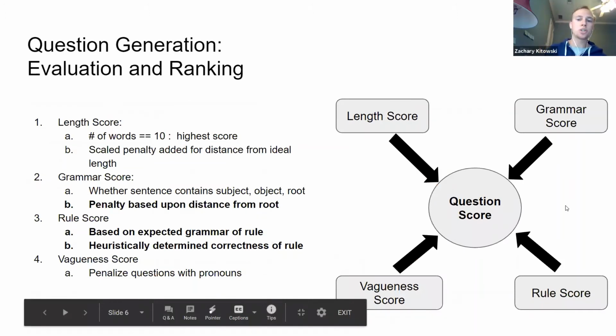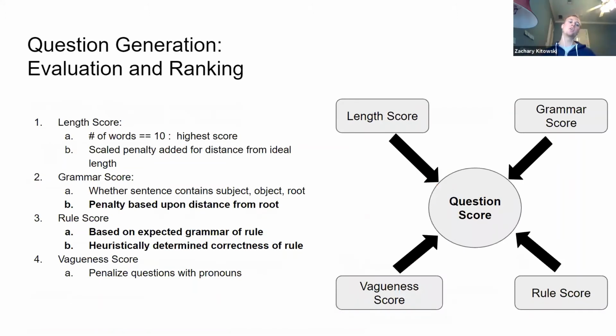Now that we have these questions that we generated, we have 4 different evaluation metrics. The first is a length score. So we determined that our best questions had a length of 10, and so we scaled the penalty based off of that. Our grammar score is whether a sentence contains the subject, object, and root, and we assigned a penalty based upon the distance from the object or the subject to the root in the sentence, and we found that to be a very effective mechanism.